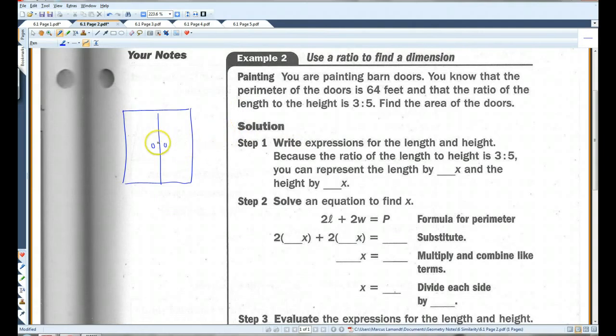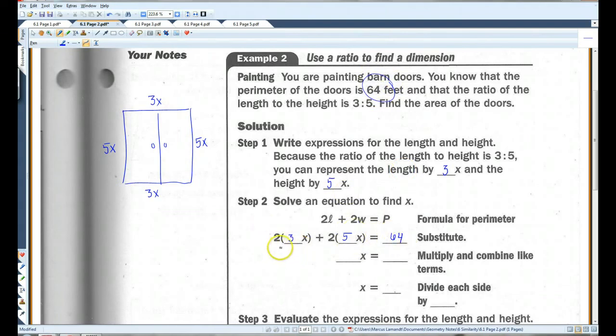So I'm going to call this 3x and 5x. Now, if this is 3x, then this is also 3x. If this is 5x, then this is also 5x. Okay? So, we know that perimeter is just adding all these together. So 2 times 3x plus 2 times 5x. This has to equal the perimeter, which we know is 64.